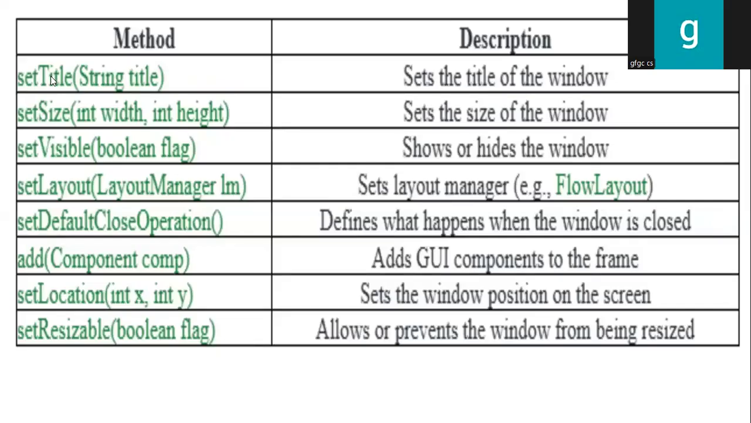Here are the methods for JFrame. setTitle sets the title of the window. setSize takes width and height and sets the size of the window. setVisible method takes a boolean flag. When I want to show the window, I write true. When I want to hide that window, I write false, or I can leave it.